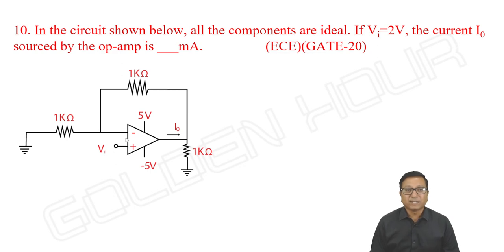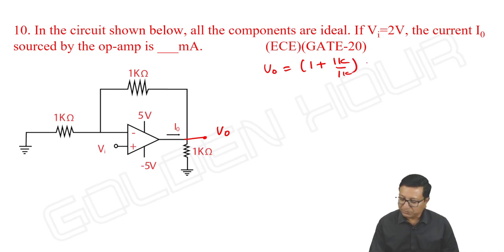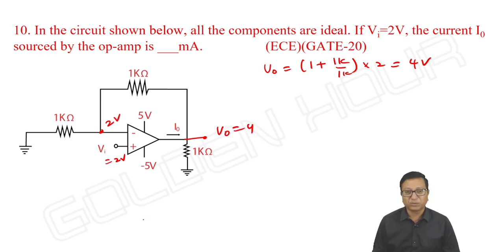Question 10. In the circuit shown below, all the components are ideal. If Vi is equal to 2 volts, what is the current I0 sourced by the op amp? What is the current coming out of the op amp output? It's a very simple thing. Let me take this as V output. What is V output, friends? It is 1 plus 1k by 1k into Vi, which is 2, so it is 4 volts. V output is 4 volts. It is 2 volts at the inverting input due to virtual short.